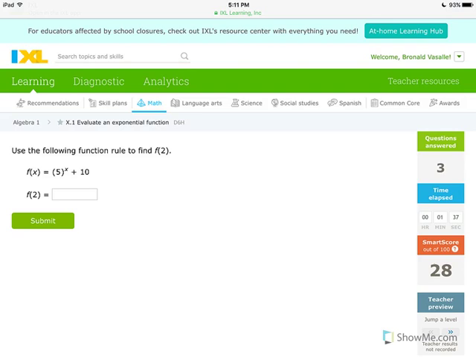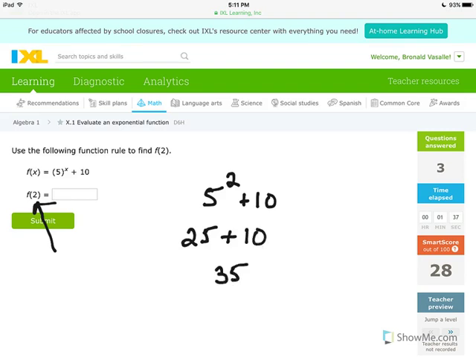And this one, our input is 2, so it's going to be 5 times 2 goes in for x, plus 10. And 5 to the second power, that's going to get you 25. 5 times 5, plus 10 more should get you 35 for our final answer.